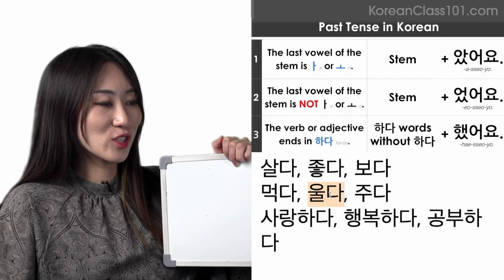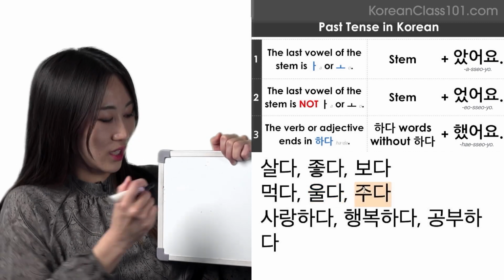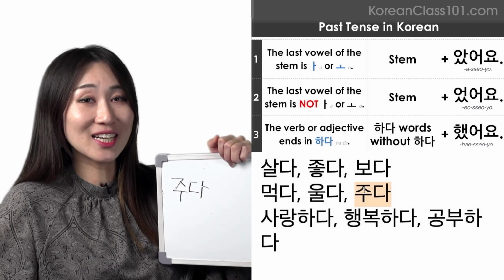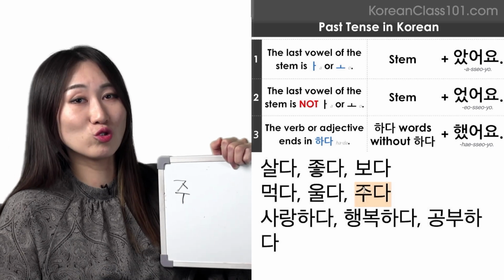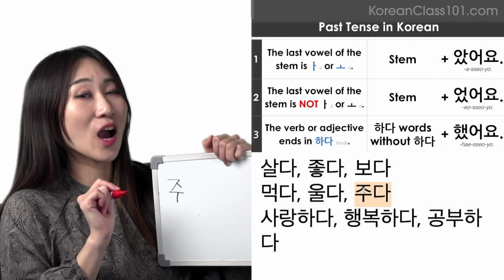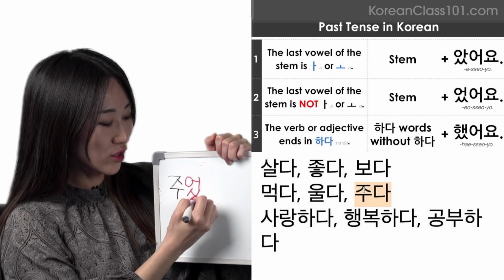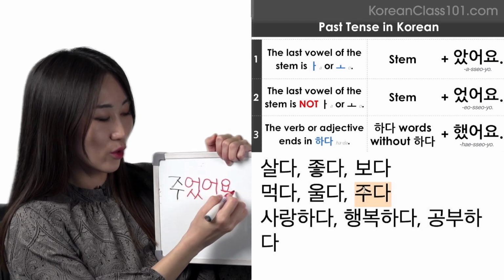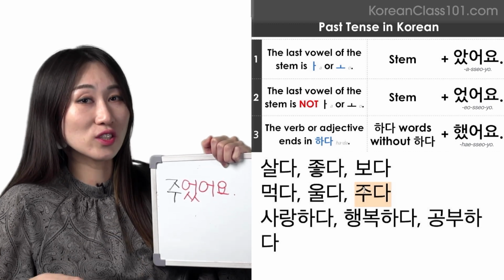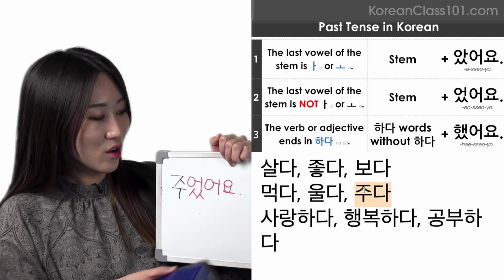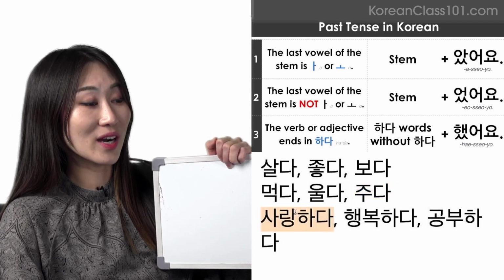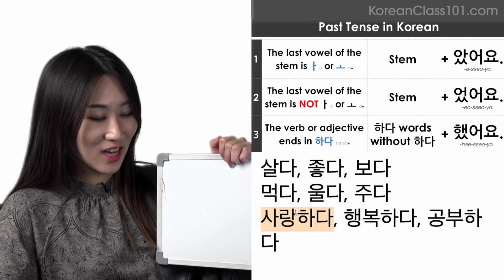Now let's try this word. 주다, to give. Okay, now you know what is the stem, right? It's simple. 주 is the stem. 주, 우. It includes 우 sound. It's not 아 or 오. So I'm using 주었어요. It means I gave or you gave. 주었어요. Okay, so now let's try this 하다. 하다 verbs or 하다 adjectives. 하다. I have this word.